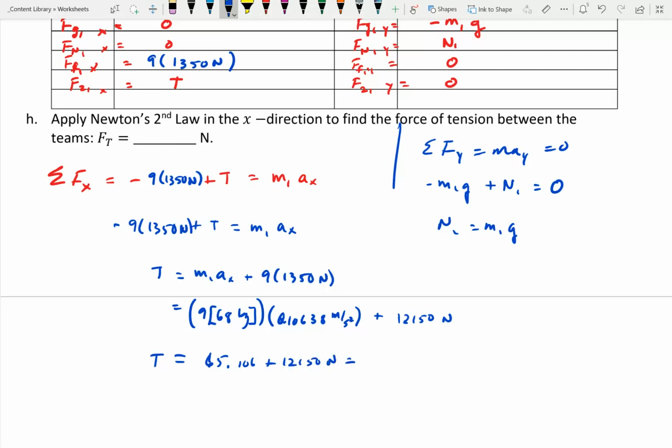So if you add those together, 12,215 newtons. Of course, we don't have anywhere close to that in these sig figs. It's just the 12 that we have. But I'm keeping the additional digits just to differentiate between that force there, the force that they're applying with their feet, and the additional amount that's coming from the tension. So there we have finding the tension between the two teams.